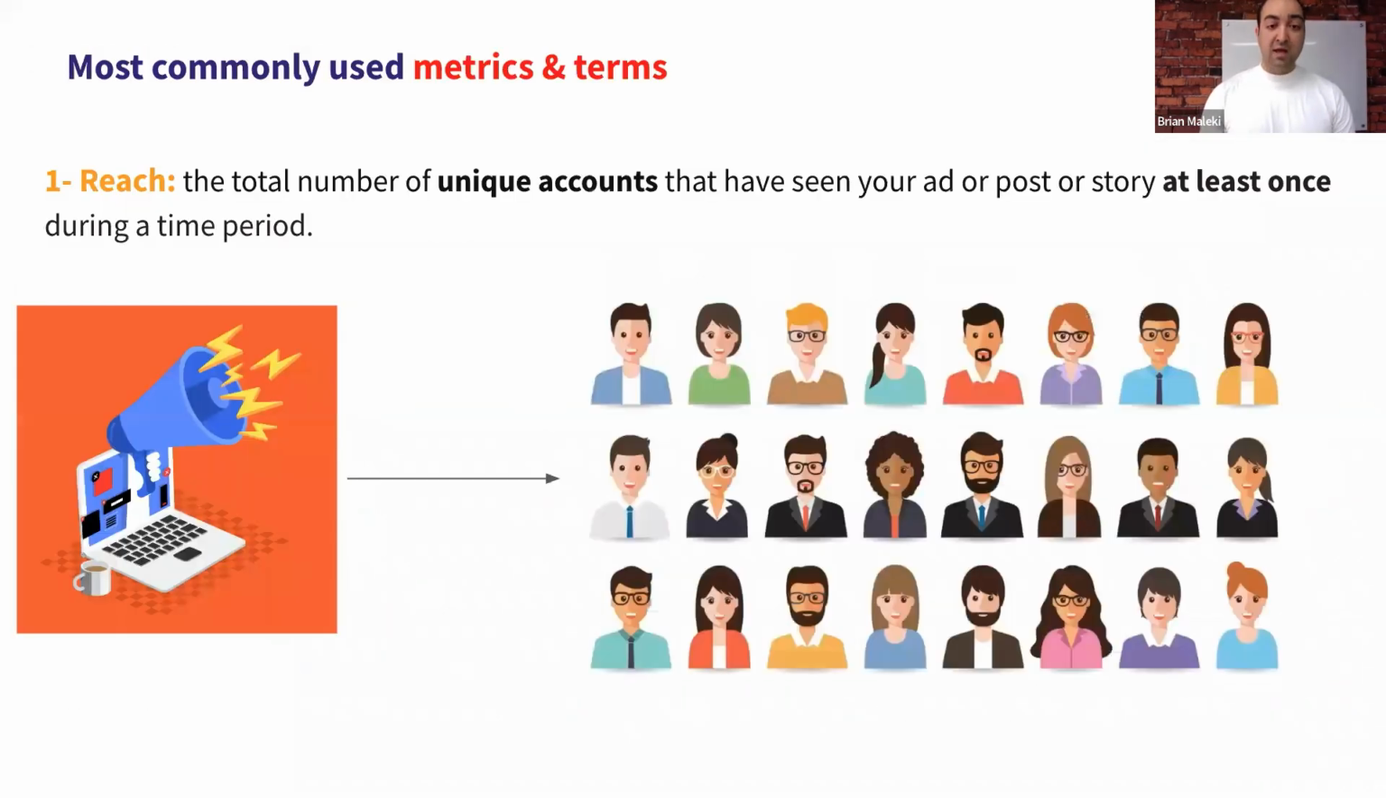So before I jump into Facebook Ads Manager, I want to make sure you are aware of some important metrics and terms. One of the metrics we have on Facebook and Instagram, we call it reach. Reach is the total number of unique accounts that have seen your ads or post or story at least once during a time period. When we say our ad reached 1,000 people, 1,000 unique accounts have seen your ads or post at least once. Okay, it's the reach, the total number of unique accounts.